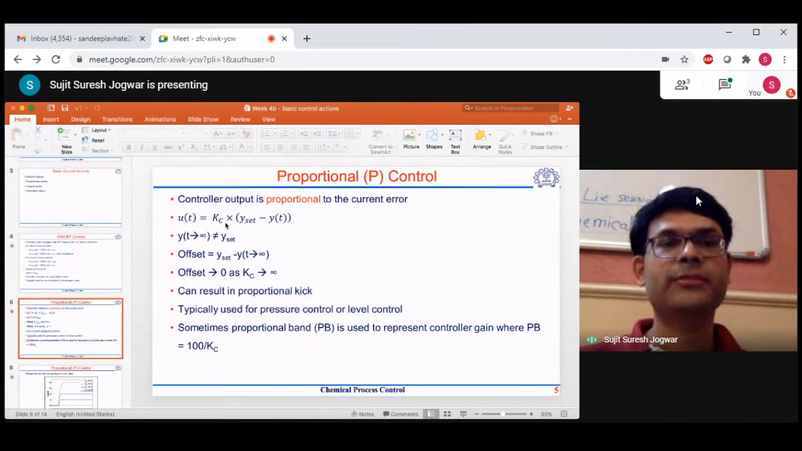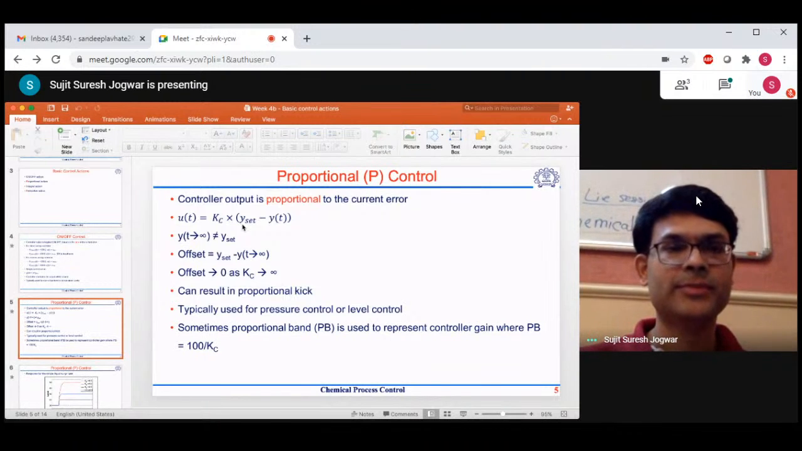See, you have to look at it from the point of view of what the controller should do when the error is positive or when the error is negative. So let us say you have a system. Let me see if I have a system here.